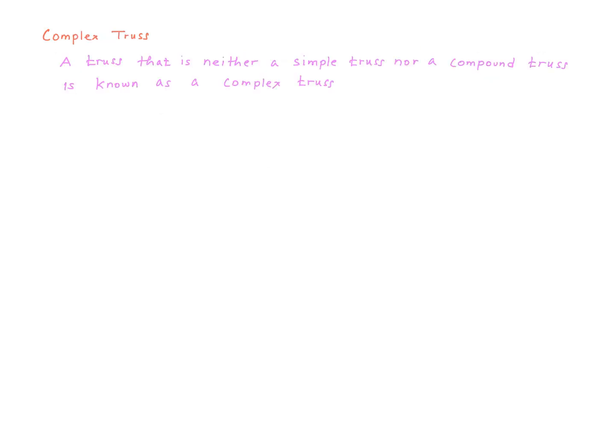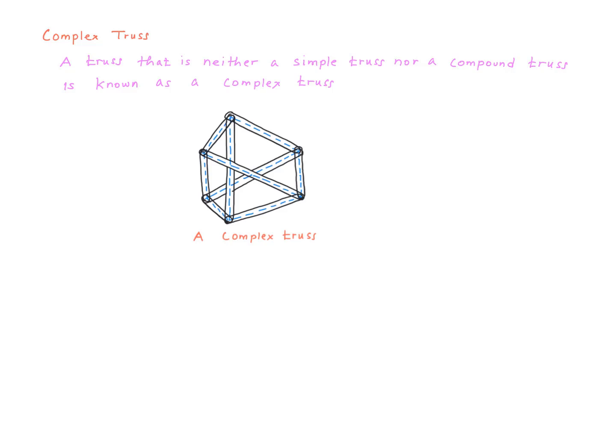Finally, let's talk about a complex truss. A complex truss is one that is neither a simple truss nor a compound truss. Here's an example of a complex truss. So we will not consider the analysis of a complex truss in this course. In this course, we are basically introducing trusses, and as such, we will stick to statically determinate simple trusses.